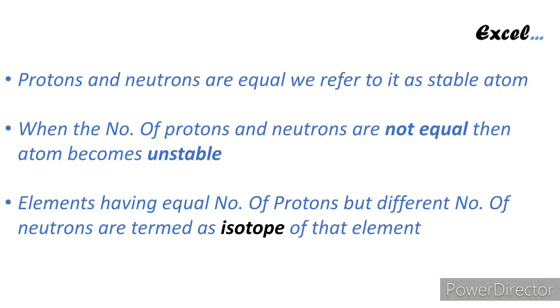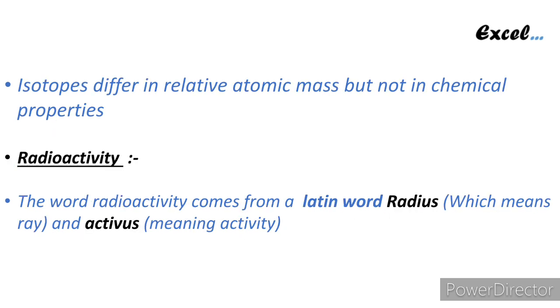As we have seen, when protons and neutrons are equal, we refer to it as a stable atom. But what will happen if they are not equal? Have you thought about it? When the number of protons and the number of neutrons are not equal, then the atom becomes unstable. These unstable atoms are called radioisotopes. An element having an equal number of protons but a different number of neutrons is termed an isotope of that element. A single element can have multiple isotopes, meaning with the same number of protons, the element can have a different number of neutrons. Hence, these isotopes differ in relative atomic mass but not in chemical properties, and hence form a radioactive element.